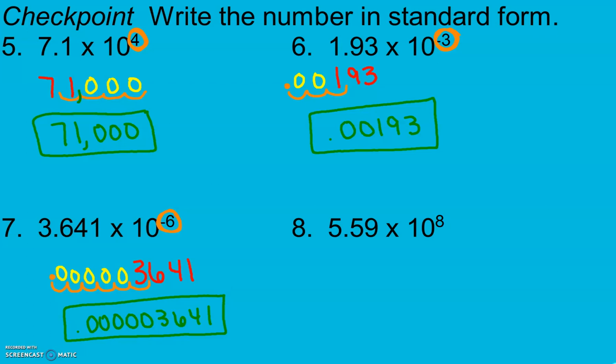And give 8 a try. 5, 5, 9. We're moving 8 places. Since it's positive, we're moving in the positive direction. 1, 2, 3, 4, 5, 6, 7, 8. And that's where my new decimal goes. Again, we fill with zeros. From the back, every 3 is a comma. And here I get 559 million.